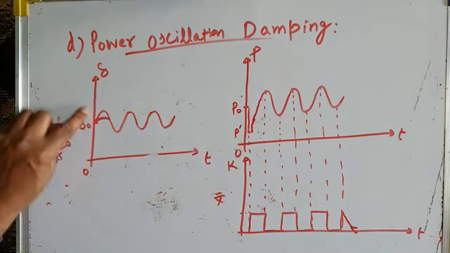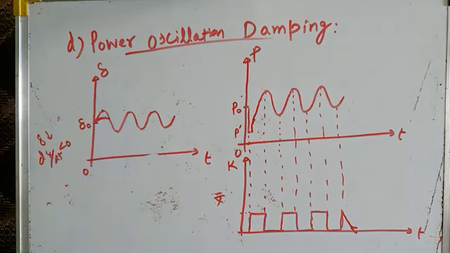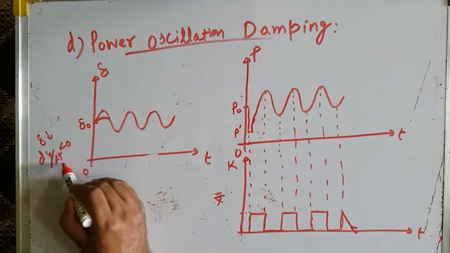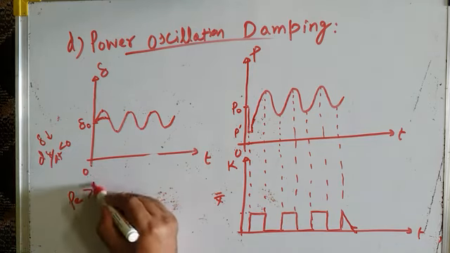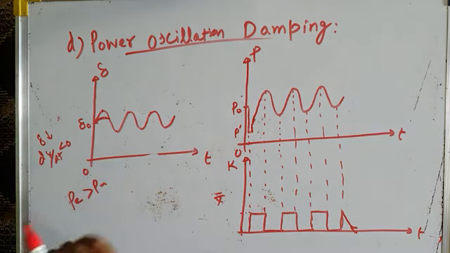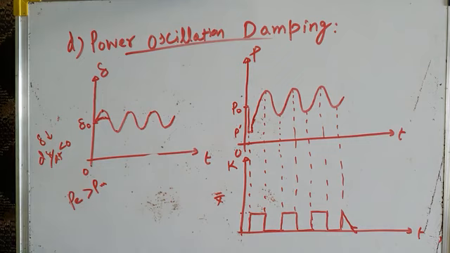Now from this point to this point, the machine was accelerating. From this point to this point, the machine is now decelerating. And when the machine decelerates, delta decreases, so d delta by dt becomes less than 0. When does the machine decelerate? When electrical power transferred over the line is greater than mechanical input power. When electrical output is greater than mechanical input, that causes deceleration of the machine.